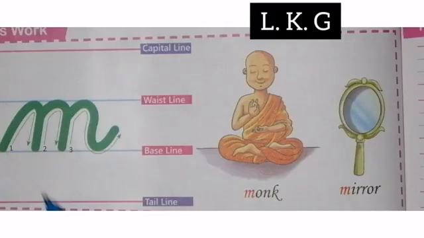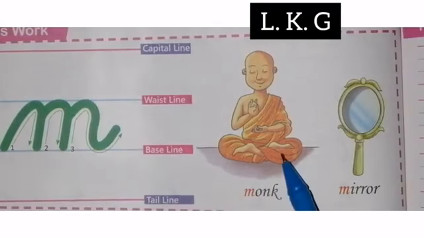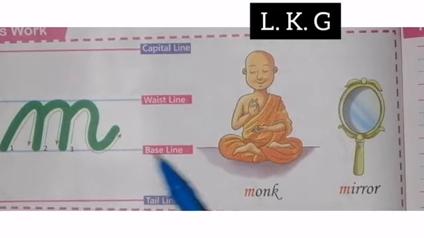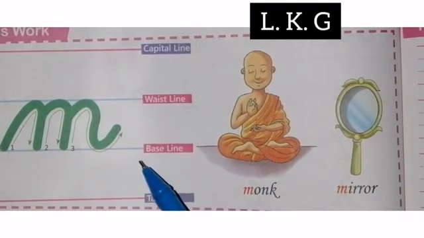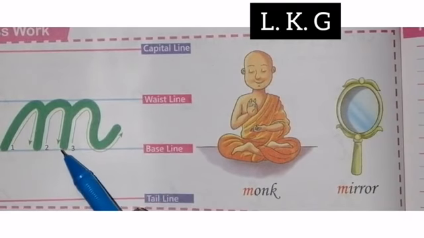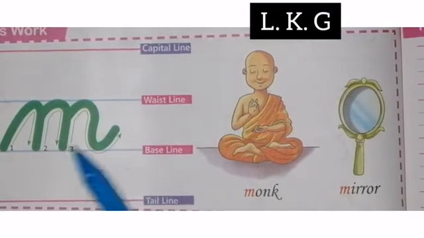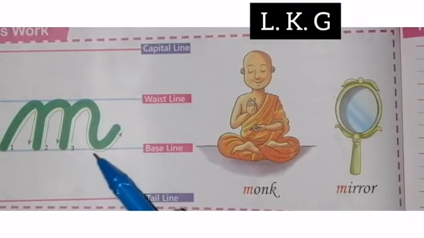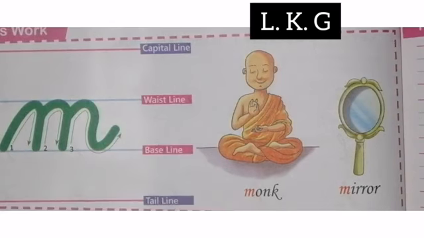Today we will learn how to write M. M for monkey, M for mango, M for mom. Okay, let us start how to write M. M for monk, M for mirror, M for monkey, M for mango. I am repeating M: M for monk, M for mirror, M for monkey, M for mango.